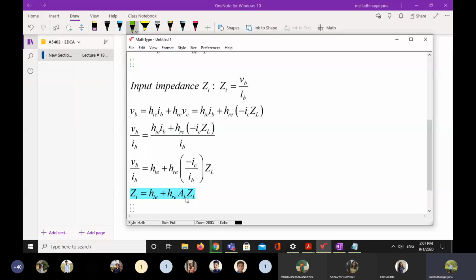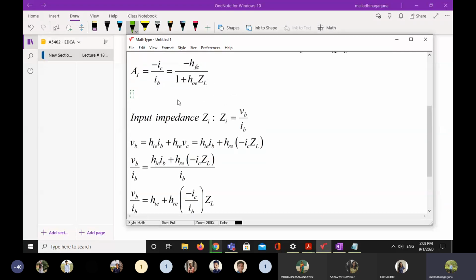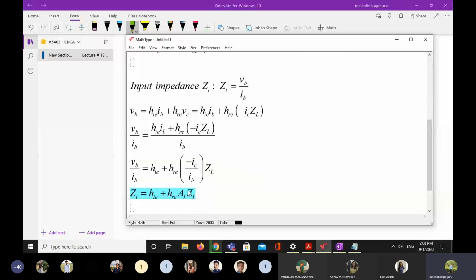Further, if you want to substitute the exact expression, in place of AI you can substitute minus HFE by 1 plus HOE into ZL. But for simplicity, I'm just keeping AI in place of that entire equation. So ZI equal to HIE plus HRE into AI into ZL. This is the input impedance.